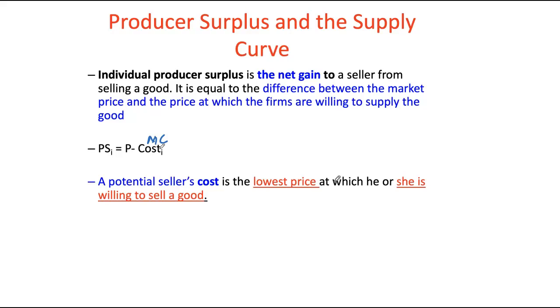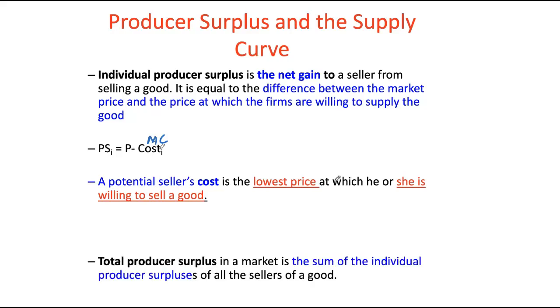Difference between your cost and the actual price you receive is your net gain as a seller. If we want to calculate total producer surplus in a market, we will simply sum up the individual producer surpluses of all of these producers in our market, and that will give you our total producer surplus. Again, remember, producer surplus, the term itself can be used interchangeably, both for individual producer surplus and for total producer surplus in a given market.